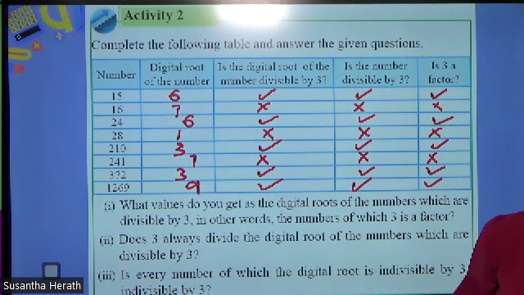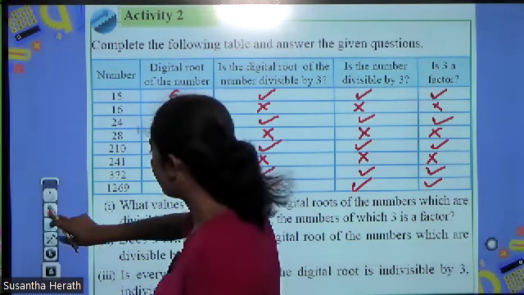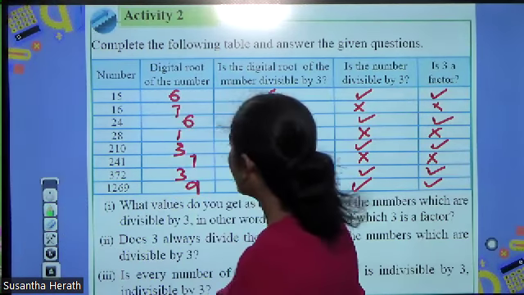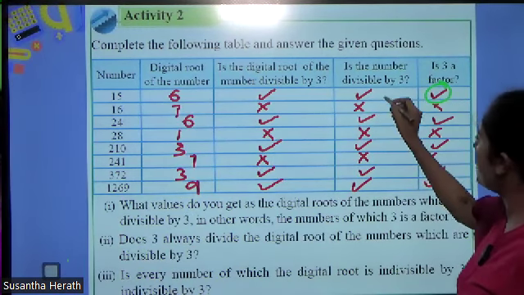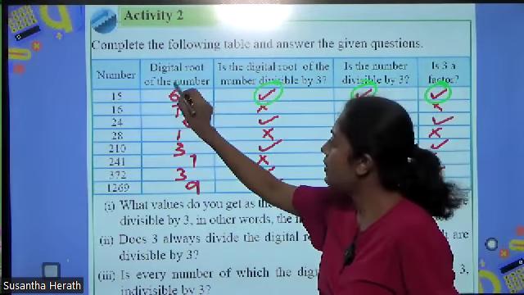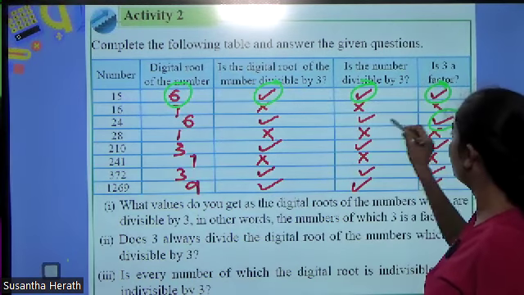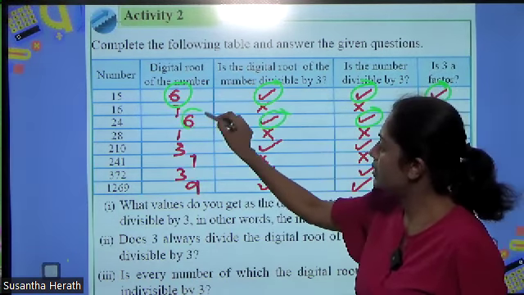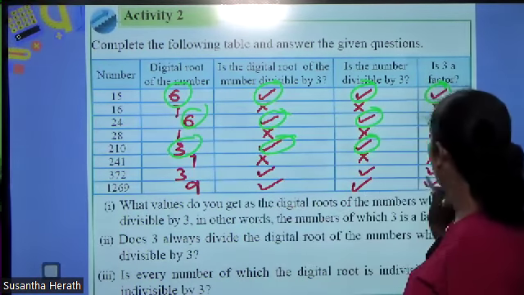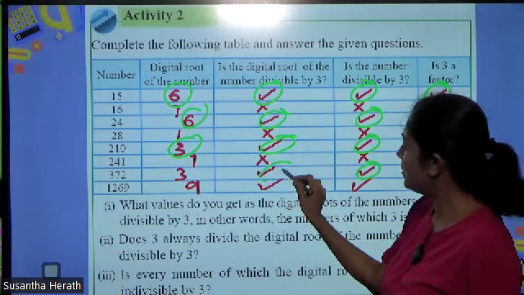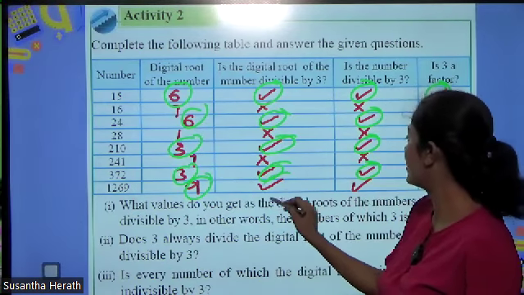What values do you get as the digital roots of the numbers which are divisible by 3? In other words, the numbers of which 3 is a factor. What are the numbers we have got? 3 as a factor. Here, these are the numbers, no? Here, 6. Then this one, 6. And this one, 3. And last one, this one, right? This one and also this, right?